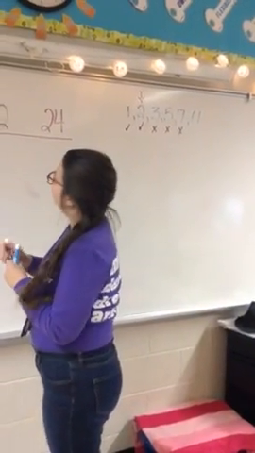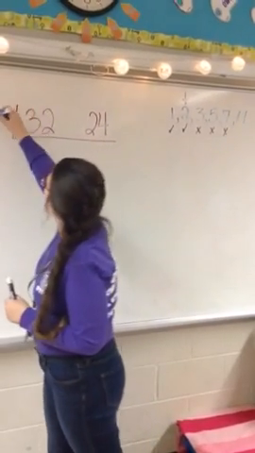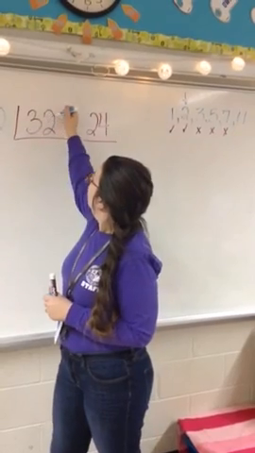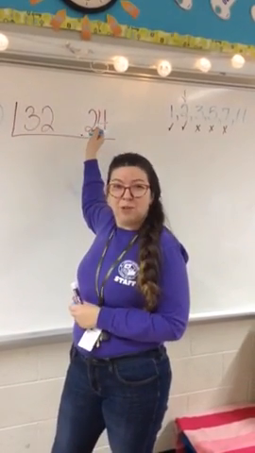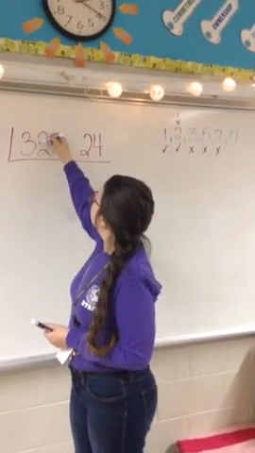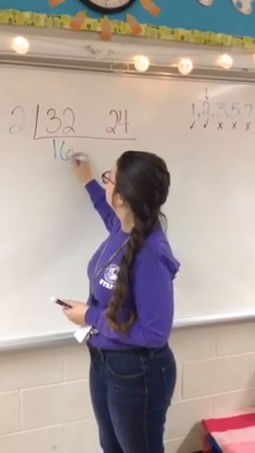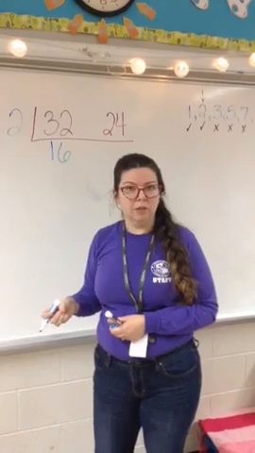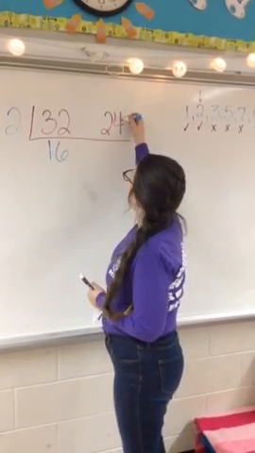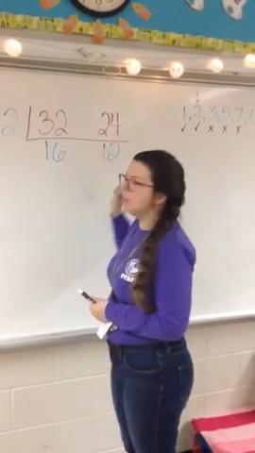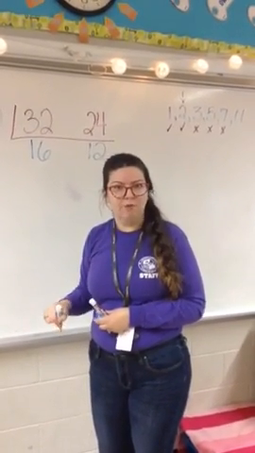So to pull out the number 2 as a factor, we're going to place it outside of our ladder. This becomes similar to a division symbol. 32 divided by 2, and that answer is 16, so I'm going to put it right below my 32. 24 divided by 2 is 12. So that answer will go directly under the number 24.